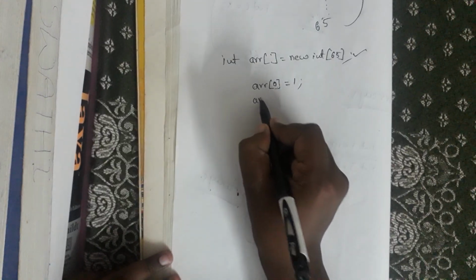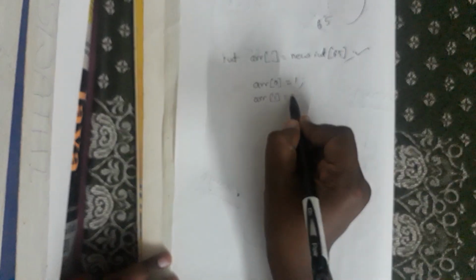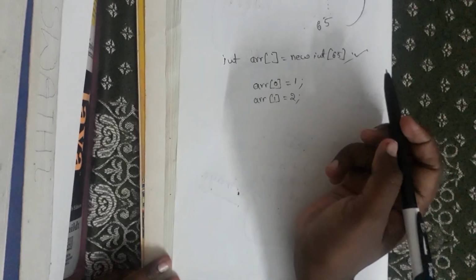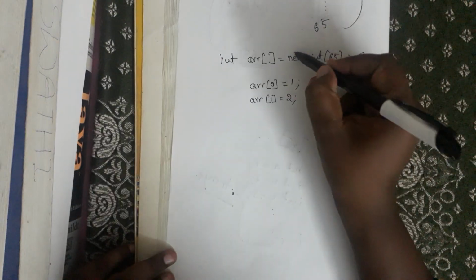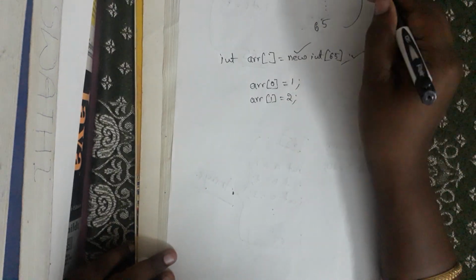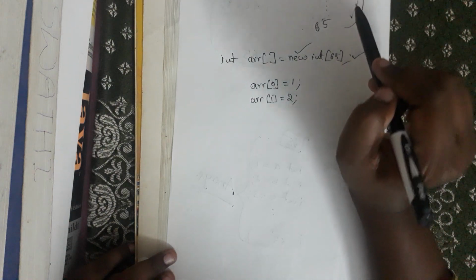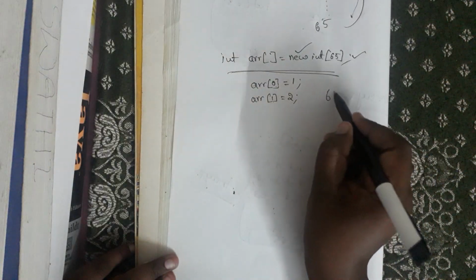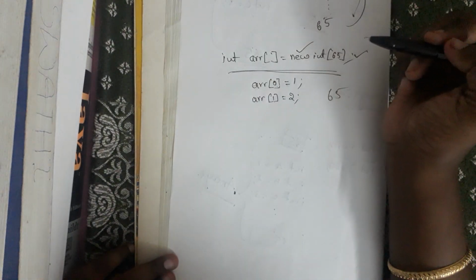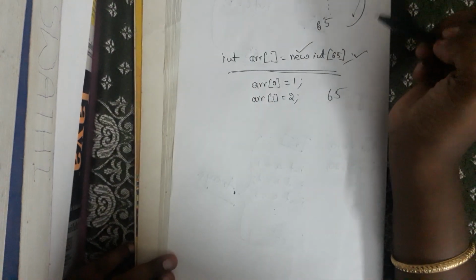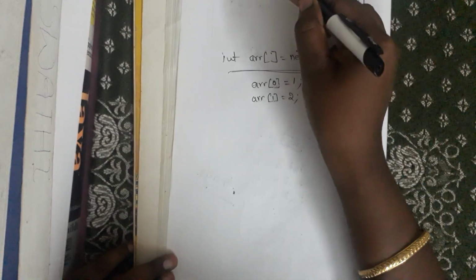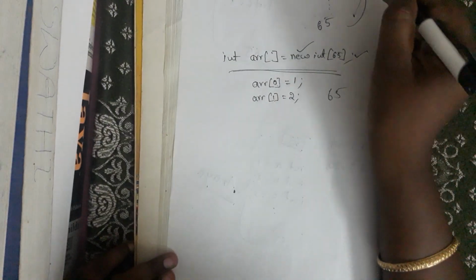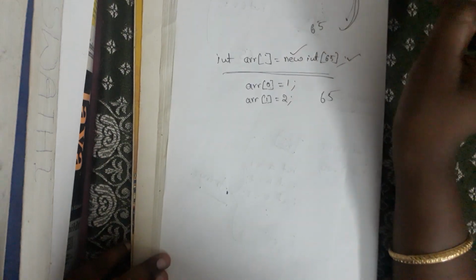If I want to store the roll number of the second student, then using index 1 I can store the roll number of the second student, right? So is it simplified or not? Rather than declaring the 65 variables of integer type, what am I doing here? I am declaring one integer array and storing all the 65 roll numbers into that array using index, right? So to overcome the drawback of individual variables, we have introduced a concept called arrays.